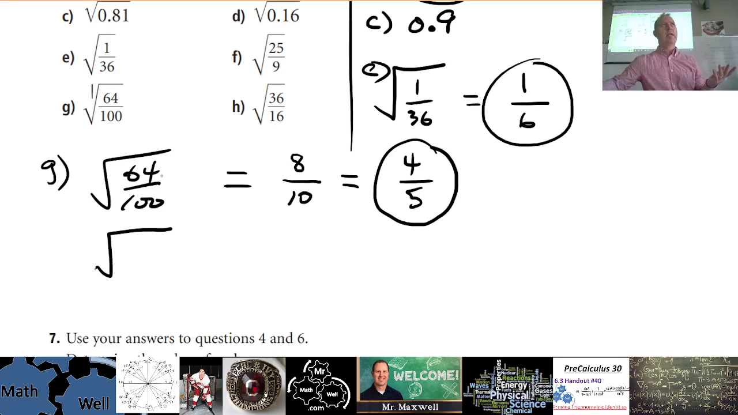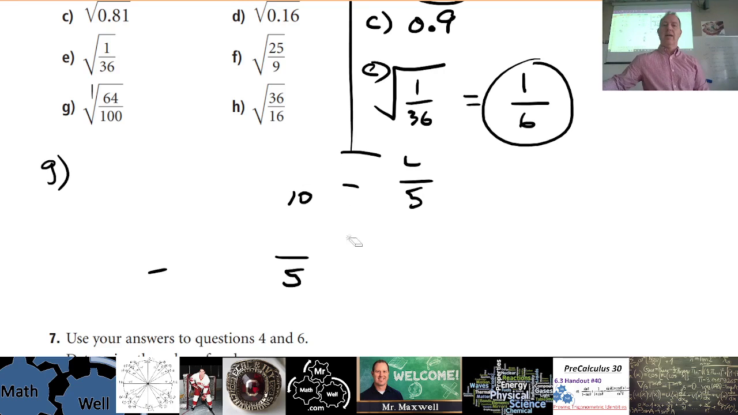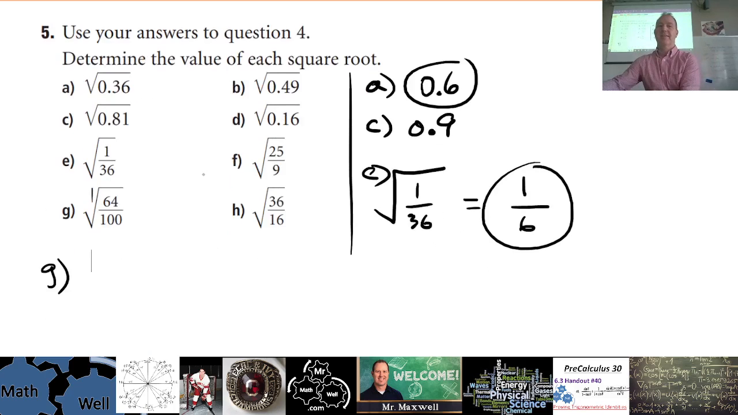So how could I simplify this? I could divide by 2. That would be 32 over 50. Could I divide by 2 again? Yeah, that would be 16 over 25. So simplest form, 16 over 25. And there, boom, you get directly to 4/5. So it's simplify first or simplify second. Either one is okay. Does that make sense? You could do the same thing with 36 over 16 too. I suppose you could simplify there first as well. Okay, everybody good with number 5 then? Other questions? All right, awesome.